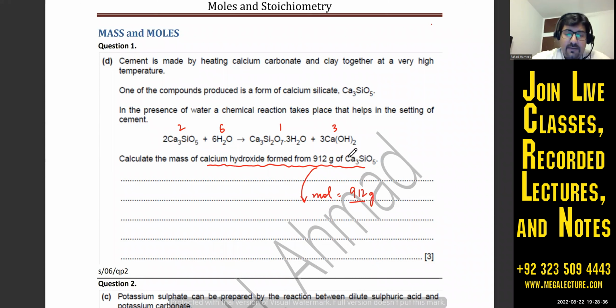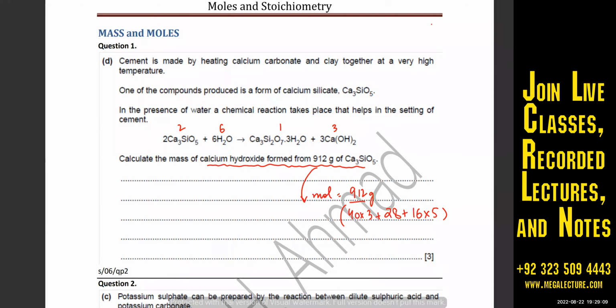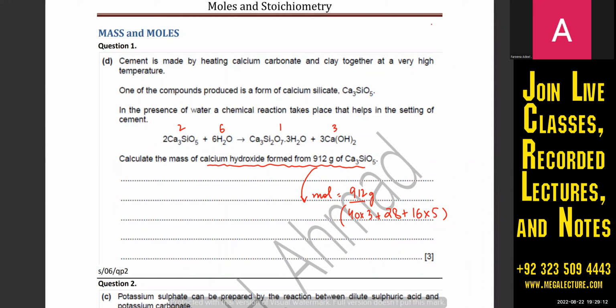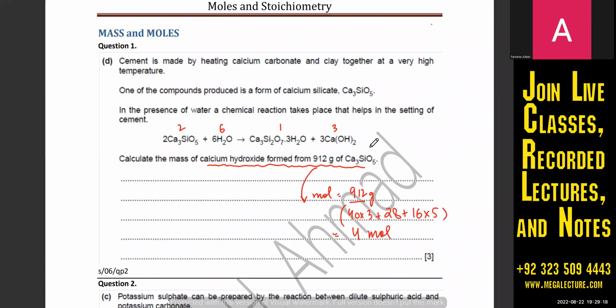Calcium in the periodic table is 40, so that's 40 times 3. Silicon in the periodic table is 28. Oxygen, 5 oxygen, and oxygen in the periodic table is 16. Can anyone tell me quickly how many moles this is? What do you get? 912 divided by this whole thing. 4 moles. So you're getting 4 moles of Ca3SiO5.